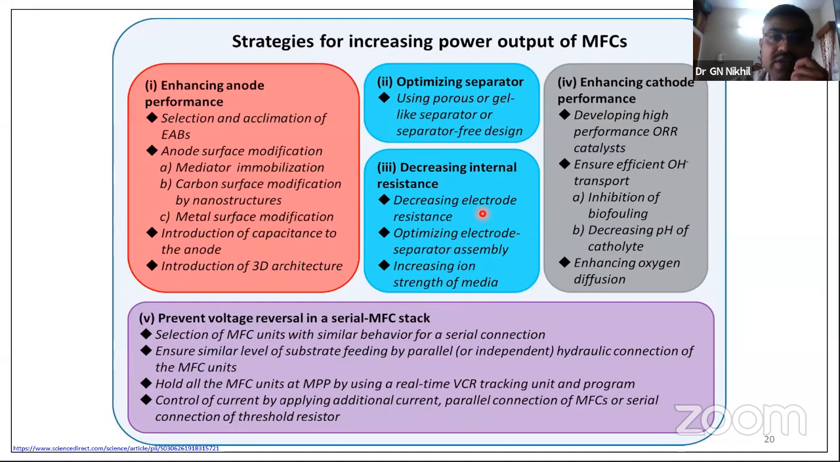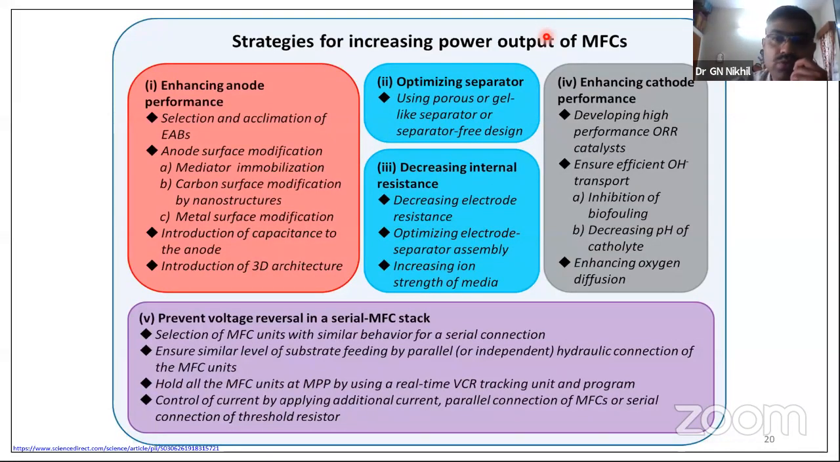Then you have enhancing cathode performance. As I told you, cathodes are equally important or more. So you should have high oxygen reduction catalysts present. Oxygen reduction reaction catalyst, basically we call it ORR catalyst. Usually platinum is one of the well-cited catalysts. Apart from that, titanium and other combinations are coming recently, where nanostructures are also coming, where reduction reactions are improved.